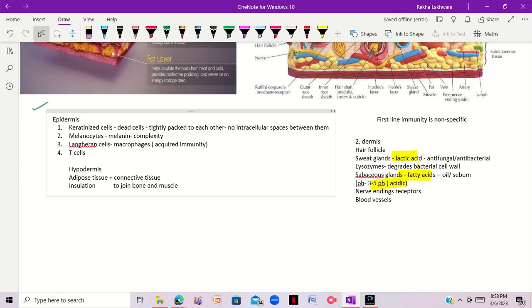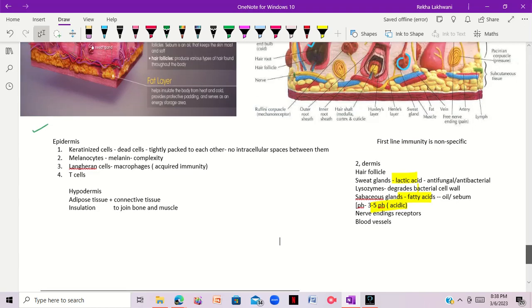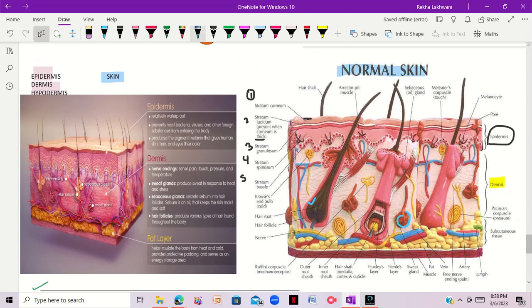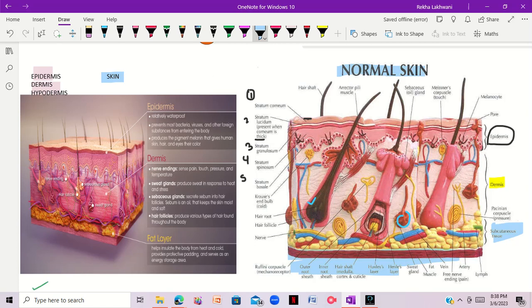This includes tendons and ligaments, and then we know that the blood is also a kind of special connective tissue. So this hypodermis is made up of adipose and all that, and it helps in the insulation. Let me show you the diagram too. Over here it is. Okay, this is dermis and this is the subcutaneous layer, and in the end, this is the hypodermis, right?